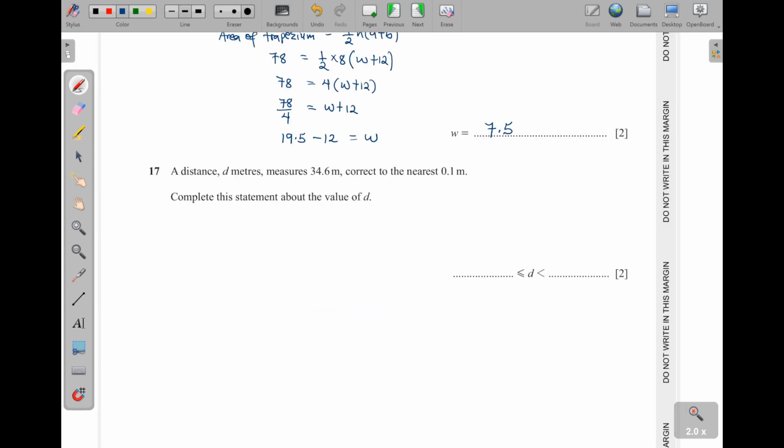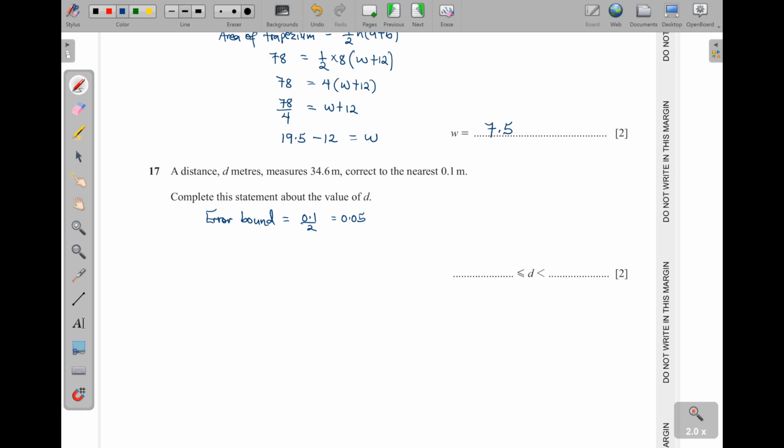Then question 17. A distance d meters measures 34.6 meters, correct to the nearest 0.1 meter. Complete this statement about the value of d. So if it is correct to 0.1 meter, then the error bound is going to be equal to that 0.1. We divide it by 2, so we get 0.05.